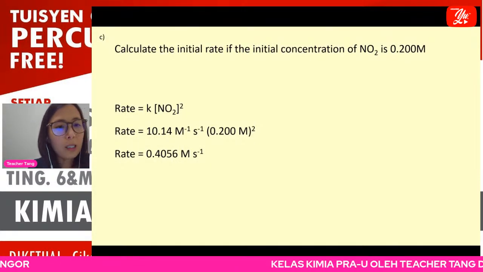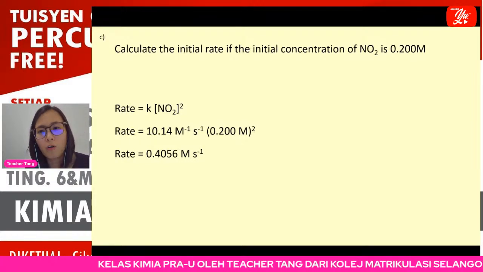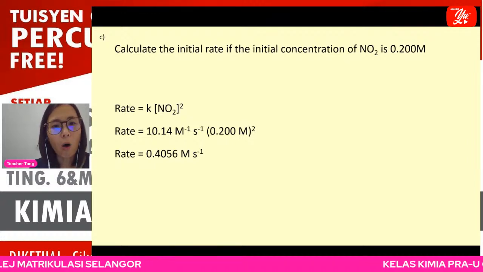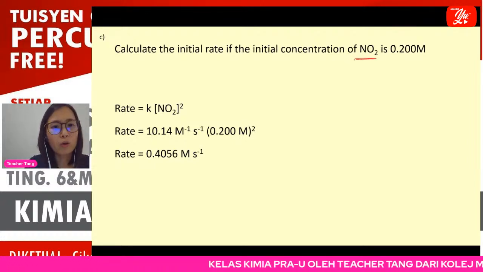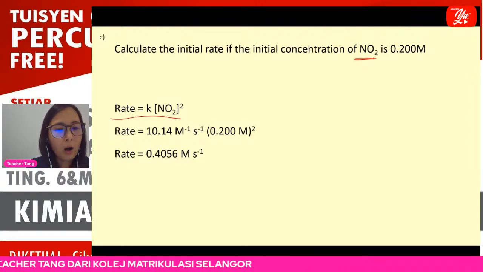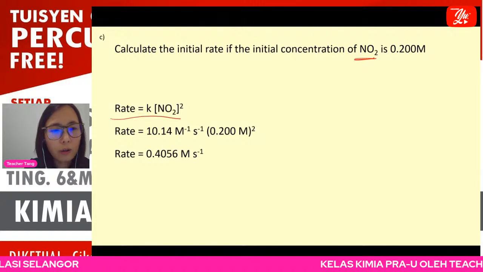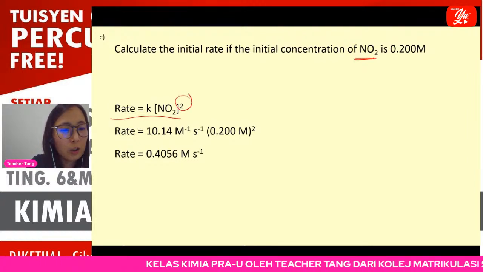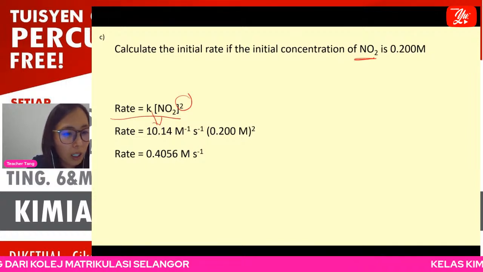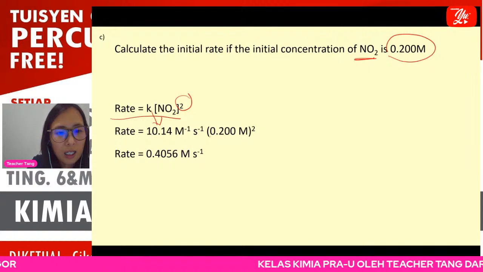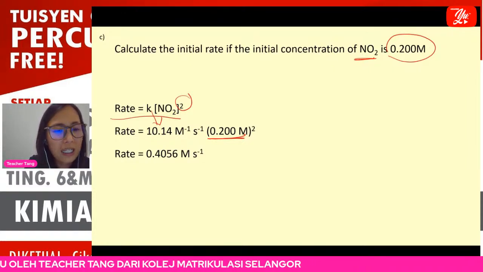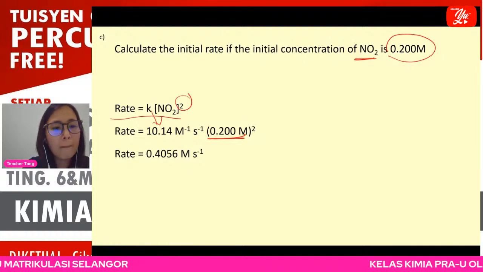And then in part C, we want to calculate the initial rate if the initial concentration of NO2 is 0.2 molar. Okay, so we already know that this reaction is second order with respect to the reactant NO2. Therefore, we can write the rate law or rate equation as rate equals the rate constant K multiplied by the concentration of the reactant NO2 raised to the power of 2, because we already determined it is second order. And then by substituting the rate constant that we deduced before and the initial concentration given into the equation, we can determine the initial rate if the concentration of NO2 equals 0.2 molar as 0.4056 molar per second.